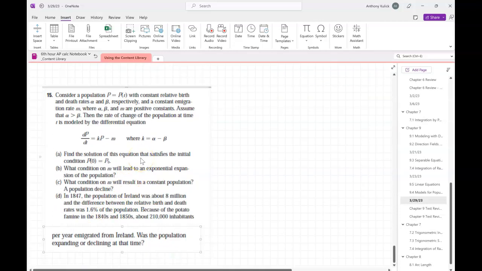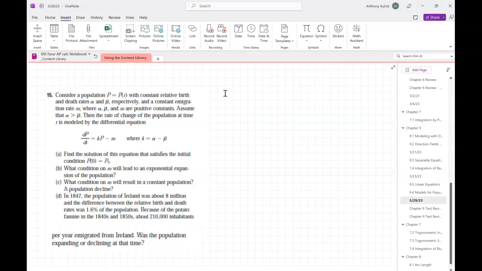All right, consider the population P equals P of t with constant birth and death rates alpha and beta respectively, and a constant emigration rate, M, where alpha, beta, and M are positive constants. Assume that alpha is greater than beta, i.e. more people are being born than dying.